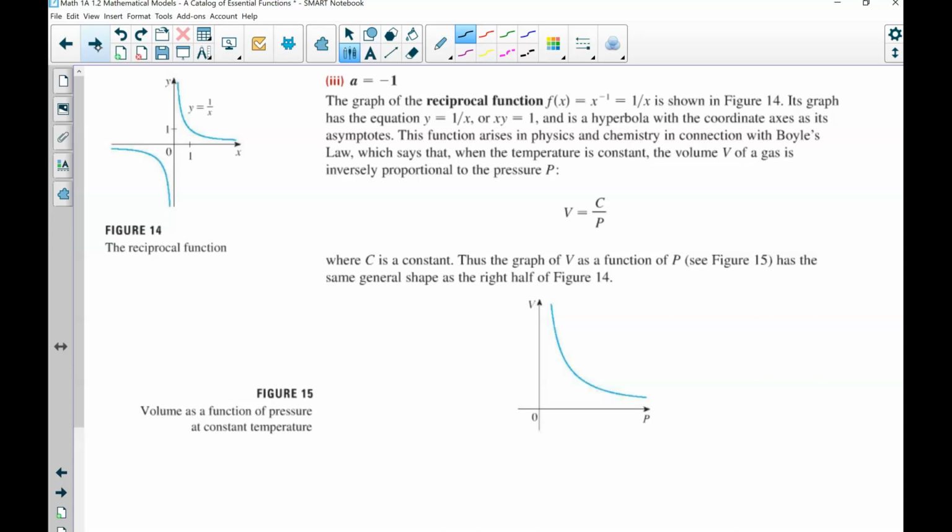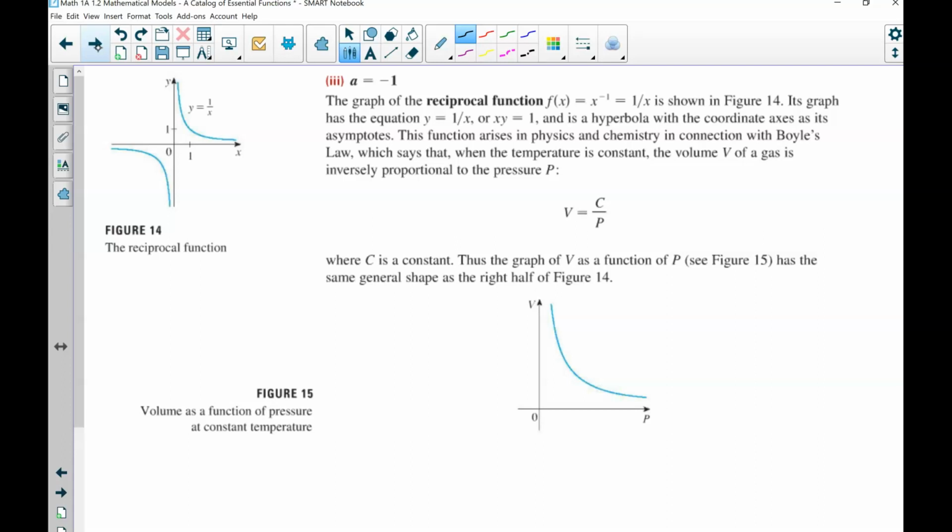Our third scenario is when a is equal to -1, and this is called the reciprocal function. So f of x is equal to x to the -1, which is equal to 1 over x, as shown in the figure. Its graph has the equation y equals 1 over x, or x times y equals 1, and it is a hyperbola with the coordinate axes as its asymptotes.